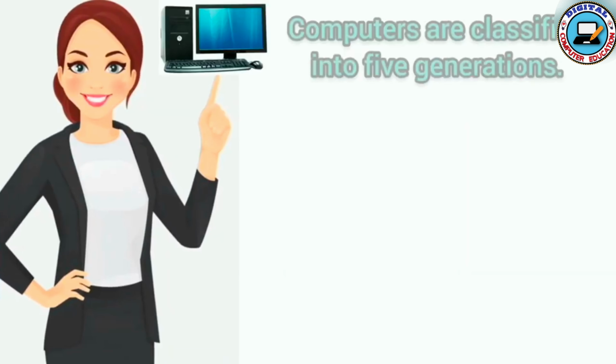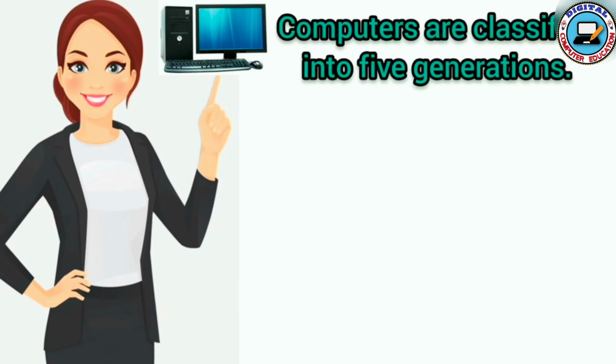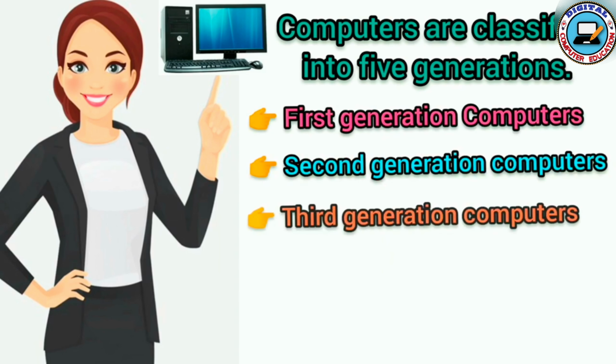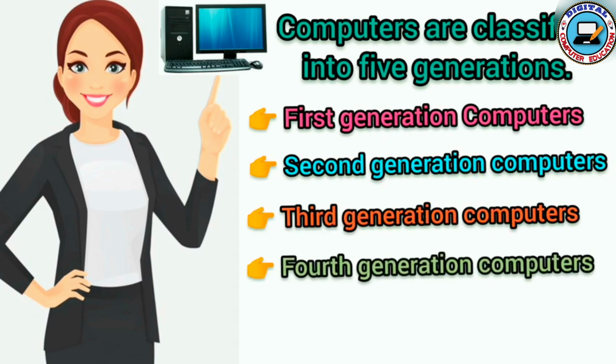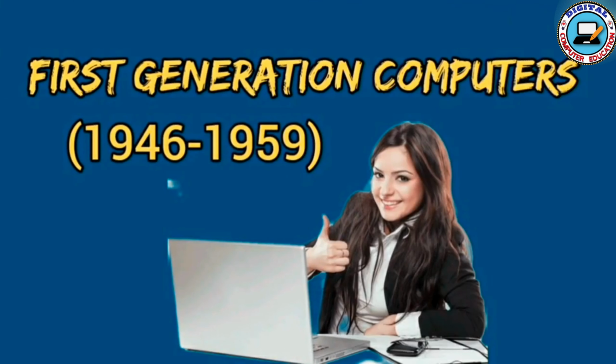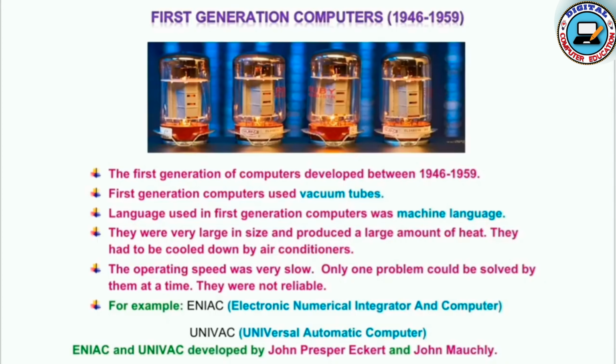Accordingly, the computers are classified into 5 generations, which are as follows: first generation computers, second generation computers, third generation computers, fourth generation computers, fifth generation computers. Let's know about each generation individually. First generation computers. The first generation of computers developed between 1946 to 1959.